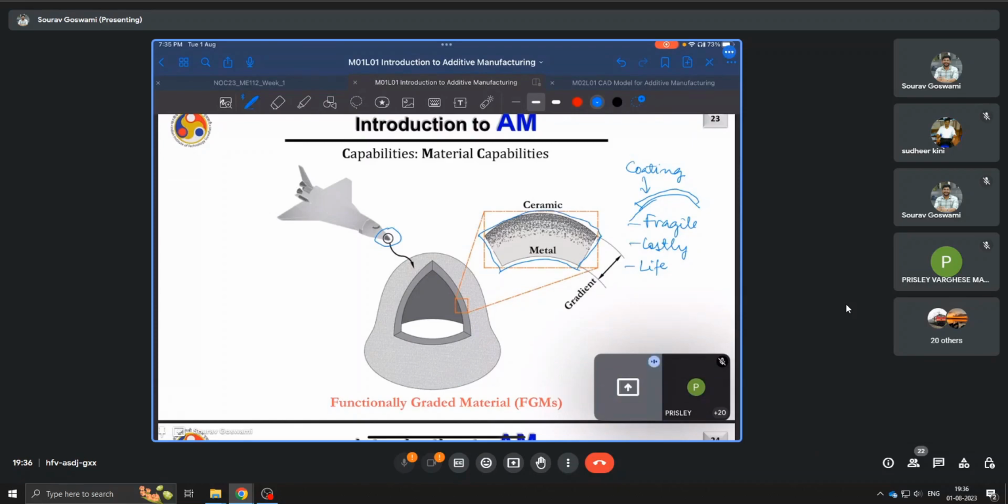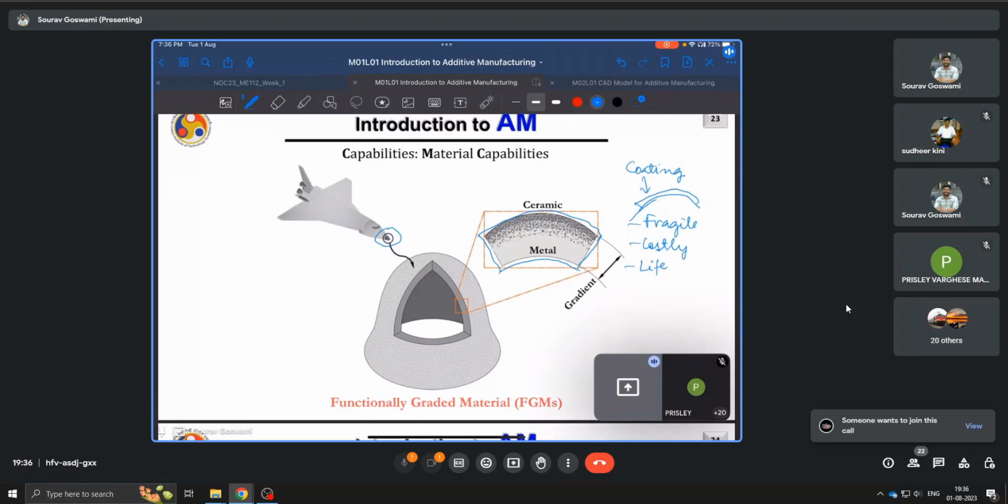Now, why not make all of it ceramic? Because you want your body to be light. It's an aerospace structure, so it has to be light yet strong. It has to be durable. It should have a certain degree of toughness, whereas ceramics are hard and brittle. But ceramics are important in the outermost regions because they have good heat resistance and oxidation resistance.